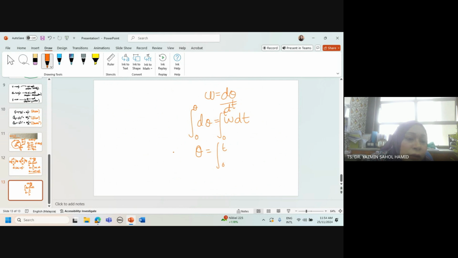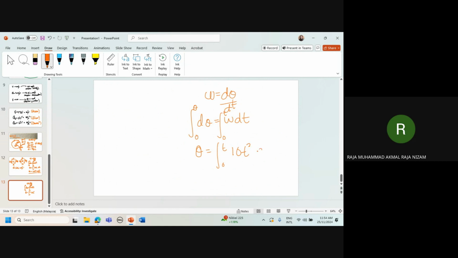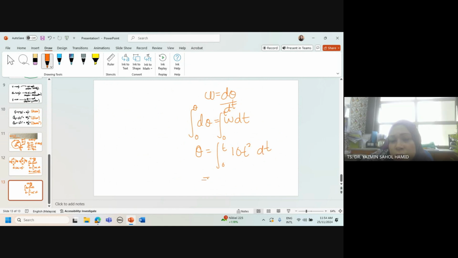So ni akan dapat theta, ni kosong ke t. Apa omega tadi? 10 apa? 10 t dt. So 10 t square tadi kalau kita differentiate kita dapat apa? 3.333 T apa? T cube. Unit dia dalam radian. So macam itulah. Okay, so ini satu jenis soalan. Okay, alright. So ini jenis soalan menggunakan basic kinematic equation.